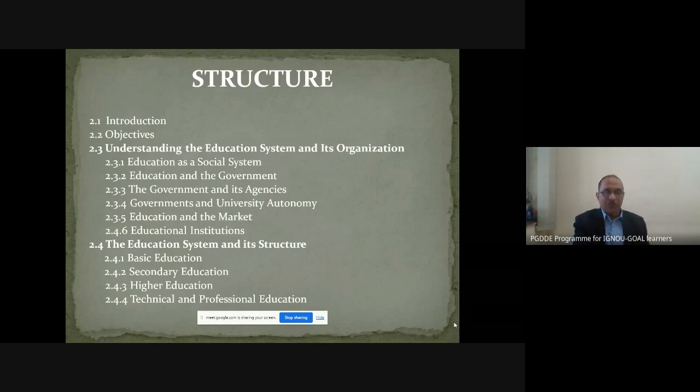In this particular unit, apart from the introduction and objectives, we will be talking about understanding the educational systems, what the educational systems are, and understanding the education systems, we have a separate concept. I will explain it a little later. What is the relationship between education and social system, between education and government and various other agencies? That's section 2.3, and then 2.4, education system and its structure. In your country, you have basic education, secondary, higher education. In the same way every country has. So we'll touch upon that.